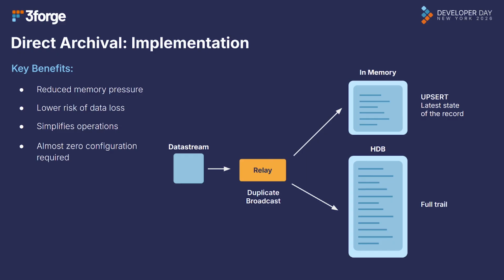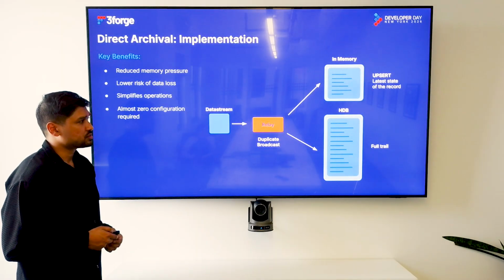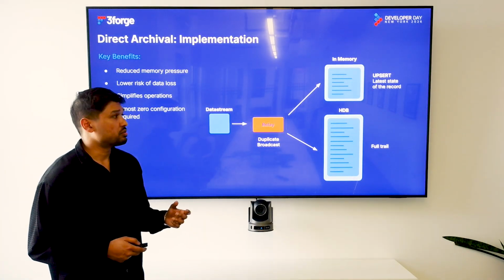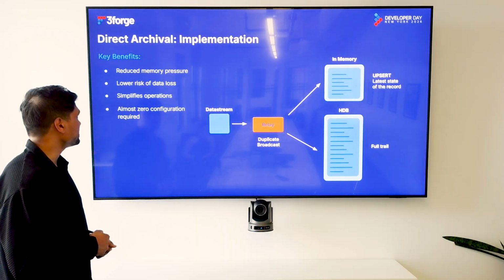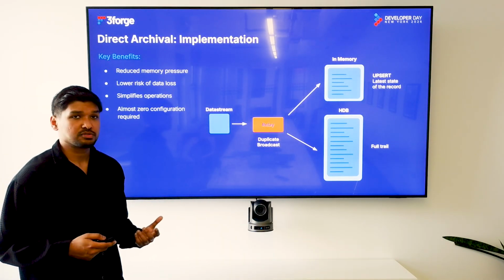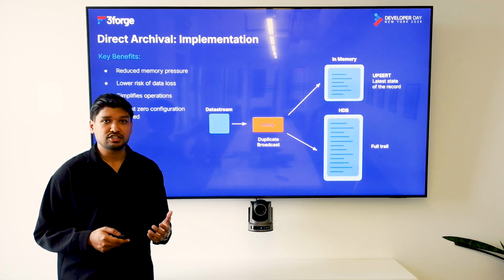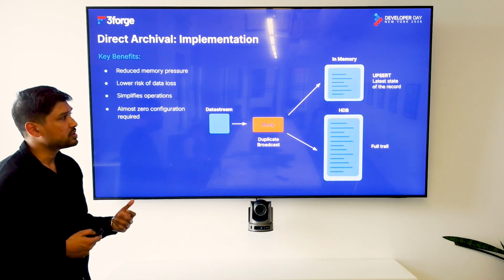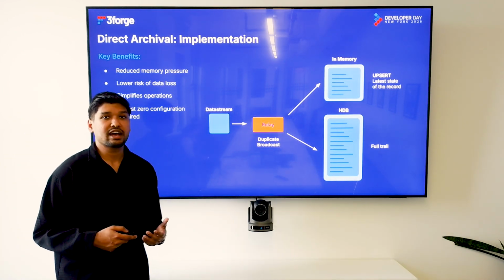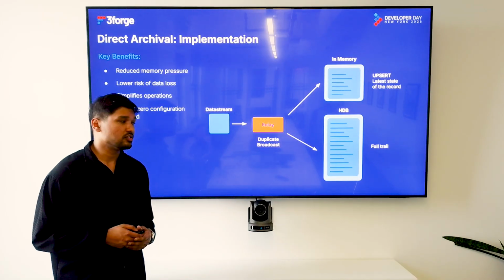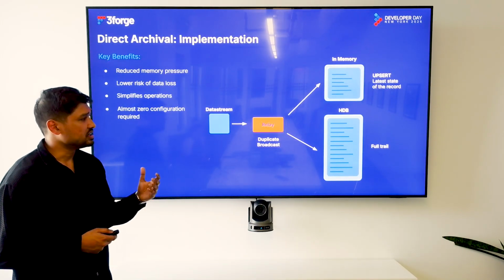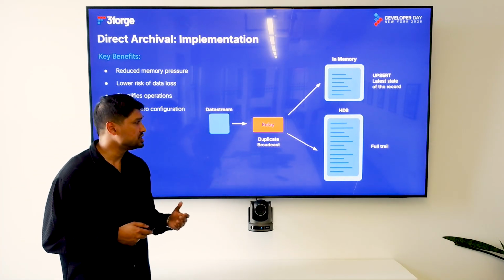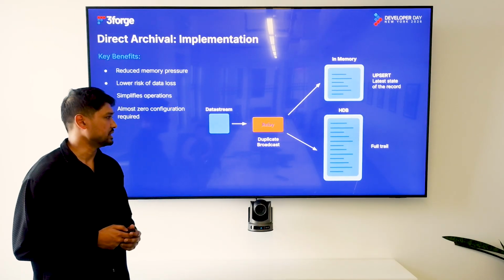And if you need to see the full trail, you can query the HTTP on demand, which is designed to return you the query as fast as it can. Now, there are a lot of benefits with this approach because now you are reducing the memory pressure from the in-memory database. There's a lower risk of data loss because you're not waiting until end of day to flush that data out. It simplifies your operation because you no longer have to think about running the heavy archival job. And lastly, the configuration is very minimal. All you need to do is set up the duplicate broadcasting in the relay.